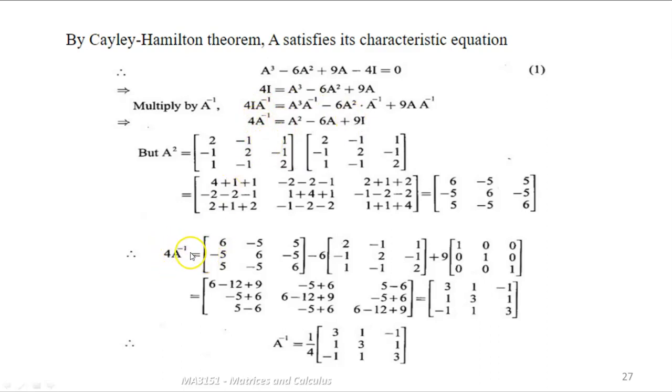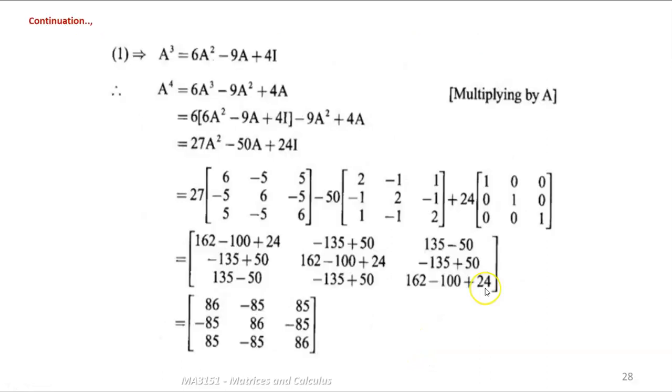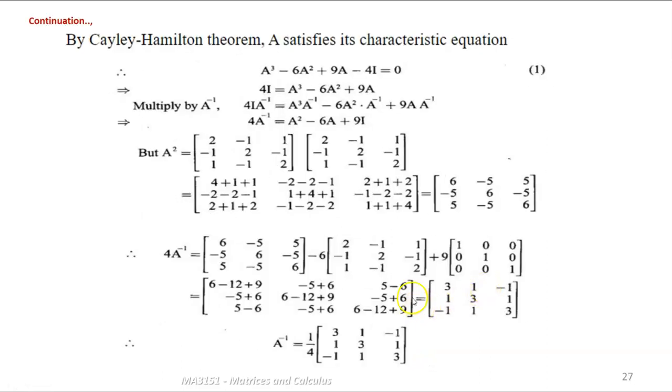So now we are ready to substitute all the matrices in this equation. Therefore, 4A inverse equals, substituting the A square value, A value and identity matrix value. Then simplify the answer, and you get A inverse equal to 1 by 4 into 3, 1, minus 1, 1, 3, 1, minus 1, 1, 3. So we completed finding A inverse.